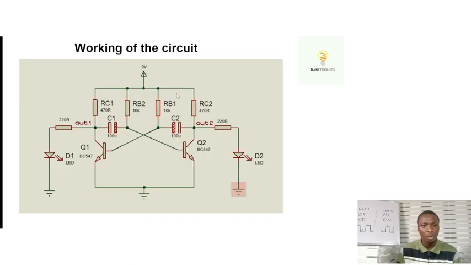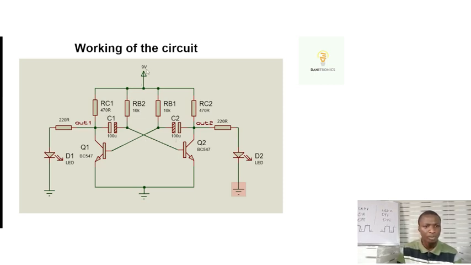And this is the working of the circuit. Now I'd like us to pay attention at this point, because it's good to always understand how the circuit works. We have two transistors that will never be in the same state. In Astable mode, they can never be in the same state. So how do they work?